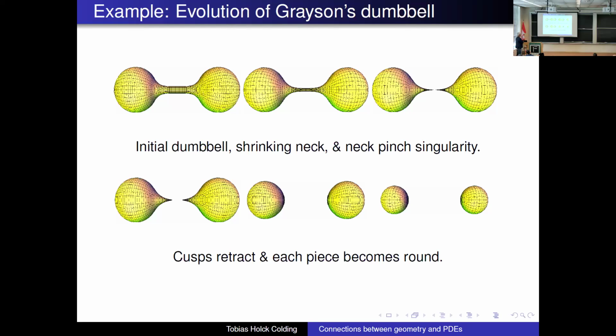And in this example here, it will break into two components. Each of the two components will become rounder and rounder, and eventually they will become almost perfectly round, two spheres, and then they will disappear. So this is the evolution that happened. This example is often referred to as the Grayson dumbbell, and it sits inside this family where it's rotationally symmetric around an axis, so you can analyze it using one-dimensional heat equation methods. Okay. So that, of course, is very special.